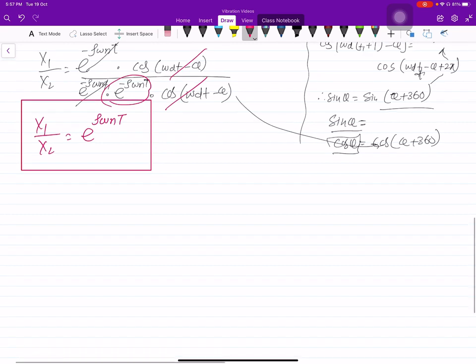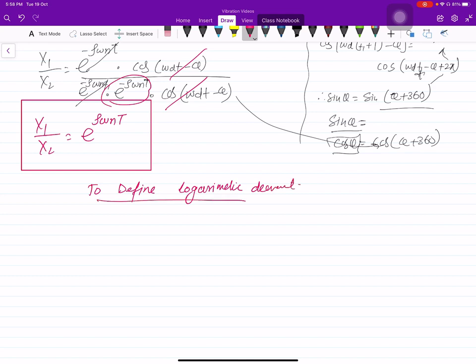So far we have this one. Okay, then we want to define the decrement. We have to start by defining this one, the logarithmic decrement denoted by this one, and then we have to apply the log of x1 over x2 on both sides.